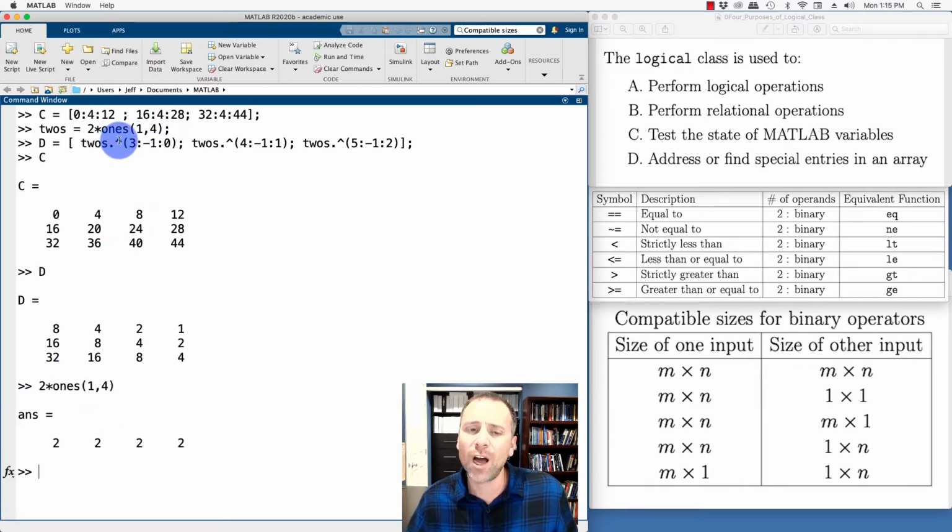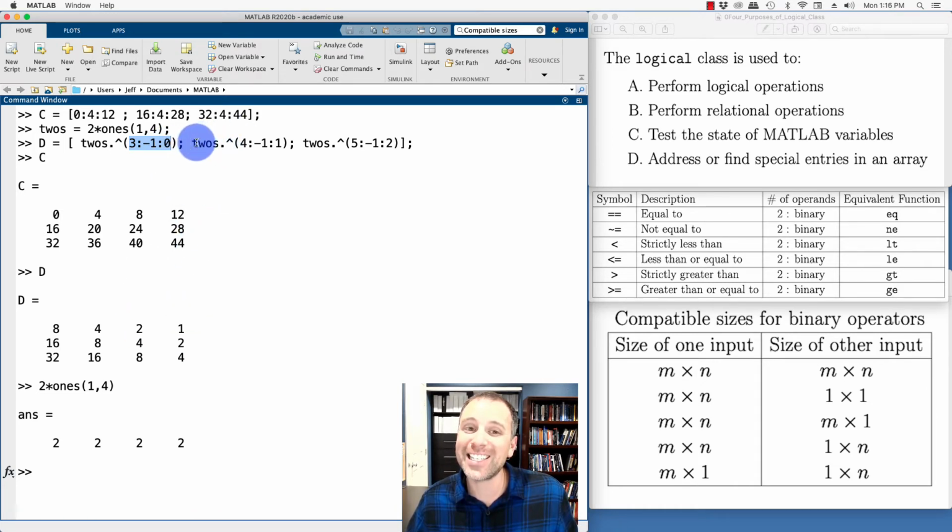Then when we do the dot caret command, remember that is the individual entry powers. So when we see 3, 2, 1, 0, this vector is going to be the row vector 3, 2, 1, 0. And then I'm going to take each individual entry of the 2's vector and take it to those powers. So the first entry is going to be 2 to the third, that's 8. The second entry is going to be 2 squared, that's 4. The third entry is going to be 2 to the first, that's 2. And the fourth entry is going to be 2 to the 0, which is 1.